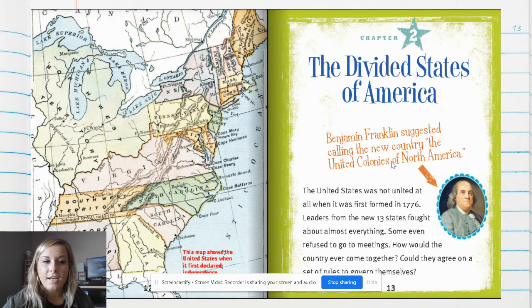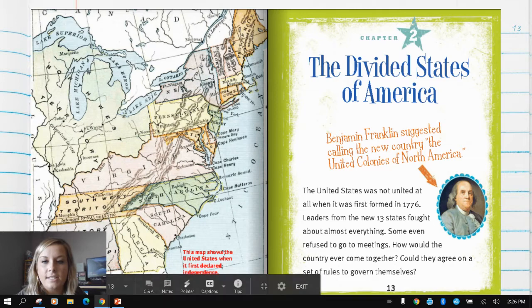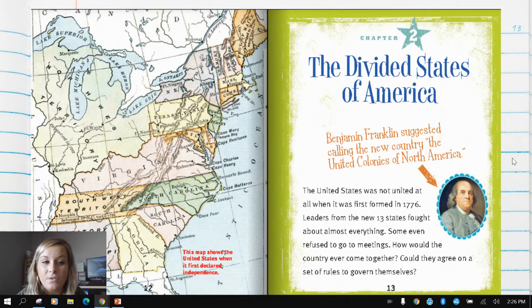Chapter 2, the Divided States of America. The United States was not united at all when it was formed in 1776. Leaders from the 13 states fought about almost everything. Some even refused to go to meetings. How would the country ever come together? Could they agree on a set of rules to govern themselves?